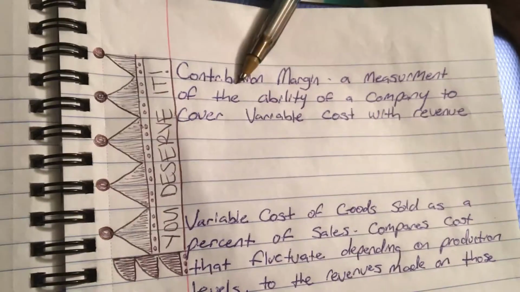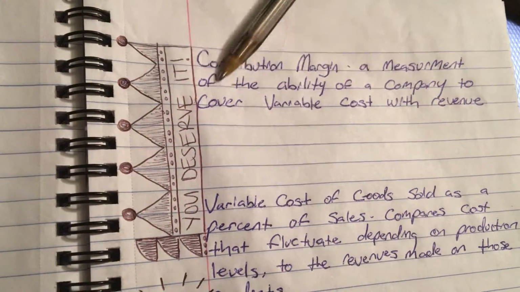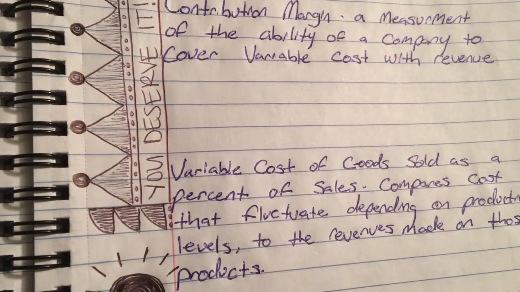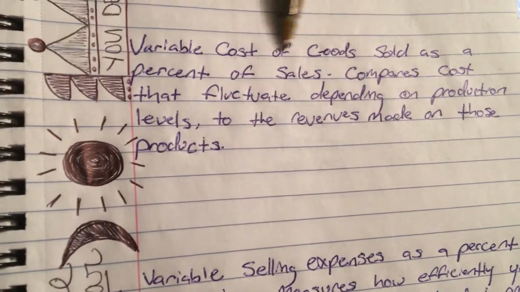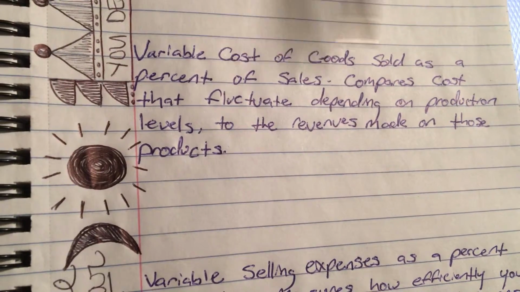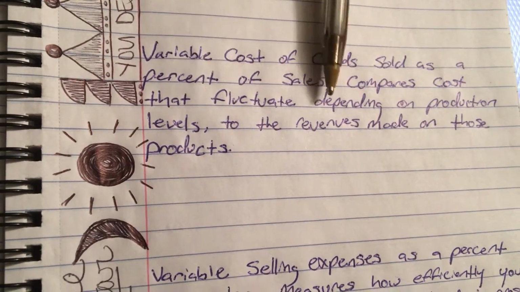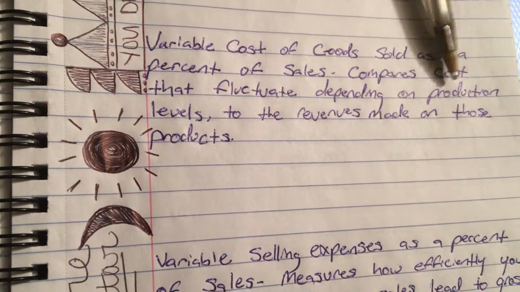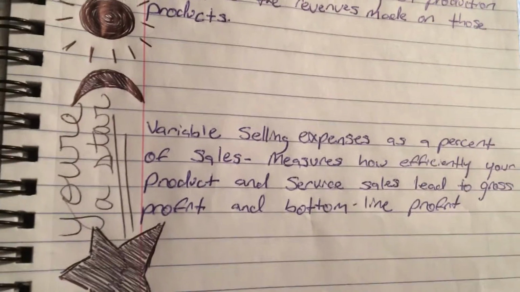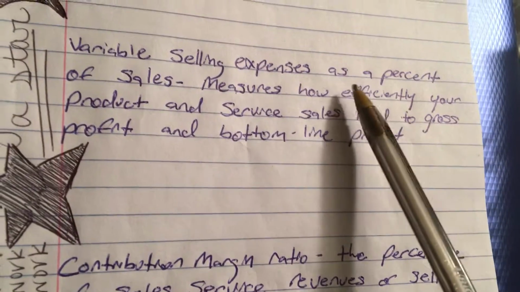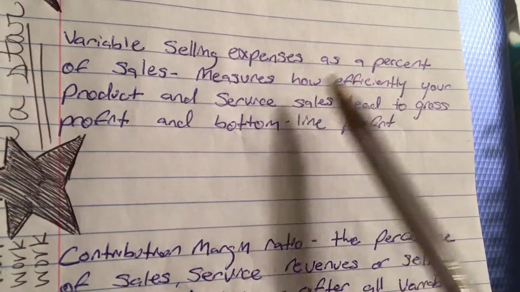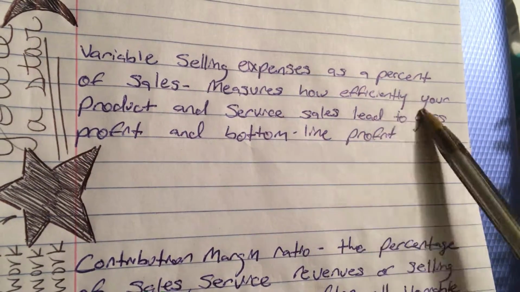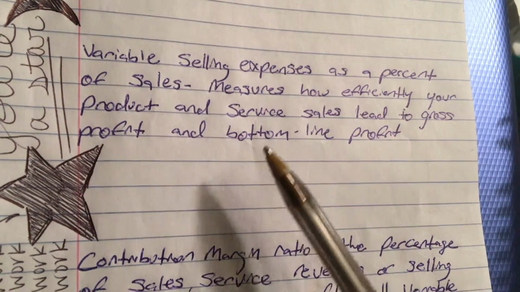Our contribution margin is a measurement of the ability of a company to cover variable costs with revenue. Our variable cost of goods sold as a percent of sales compares costs that fluctuate depending on production levels to the revenues made on those products. Our variable selling expense as a percent of sales measures how efficiently your product and services sales lead to gross profit and your bottom line profit.